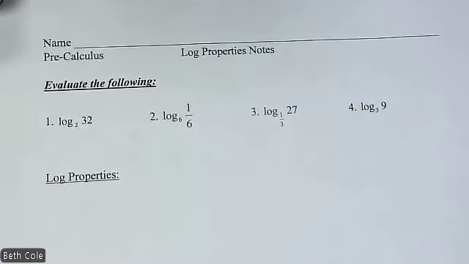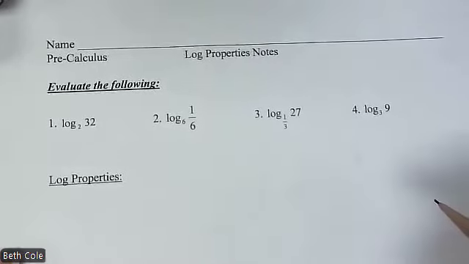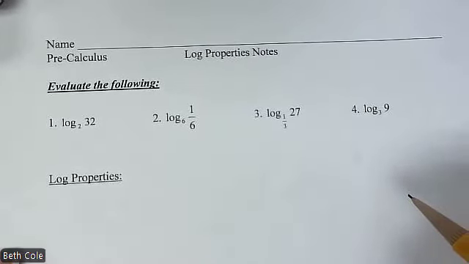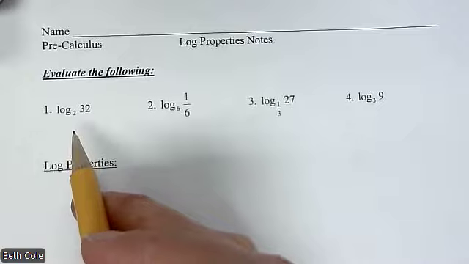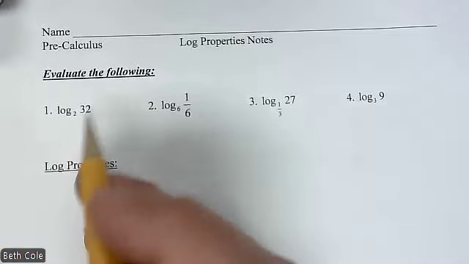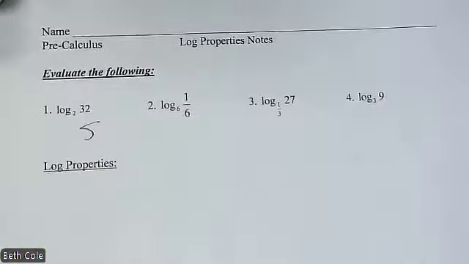All right, so these first few are just a practice like your Quizlet. This is just a lead in to the lesson. So what do you think about this one? Close. 5. 2 to the 5th power equals 32.